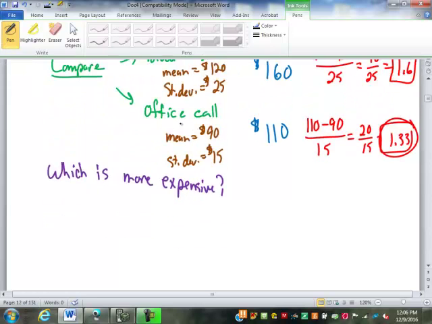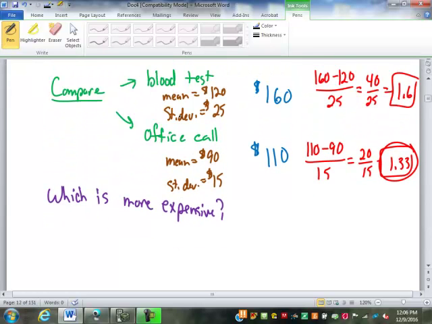So that Z-score allows you to compare two things that are not really in the same group, but you can compare them. Basically what you're doing is you're comparing them back to their own group. This is saying compared to the group of all blood tests, this is 1.6 standard deviations above the mean. Compared to the group of all office calls, 1.33 standard deviations above the mean. So by comparing them back to their own group, then you compare them to each other by how they compare to their own group.